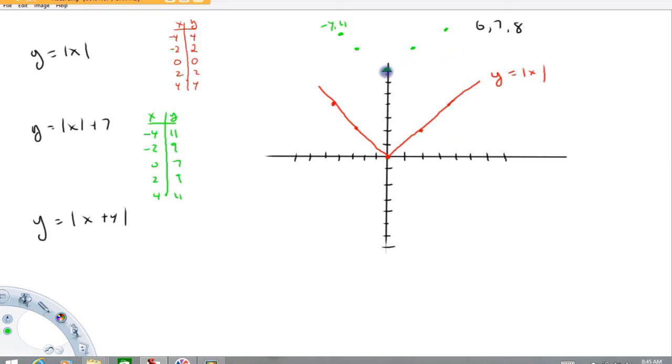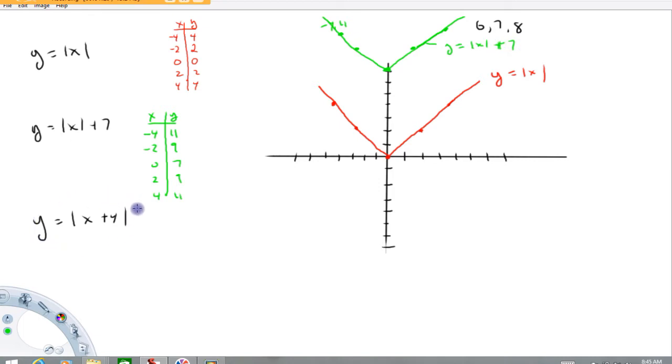We'll connect the dots. Okay. So this graph is y equals absolute value of x plus 7. Something to take note of: the green graph is the same as the red graph, just lifted up 7 units. That was the effect of that plus 7.